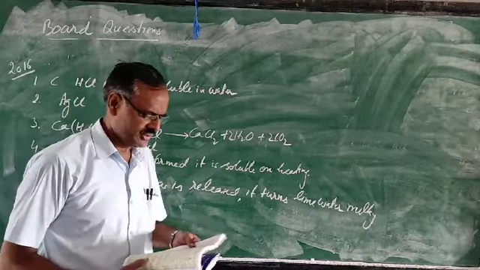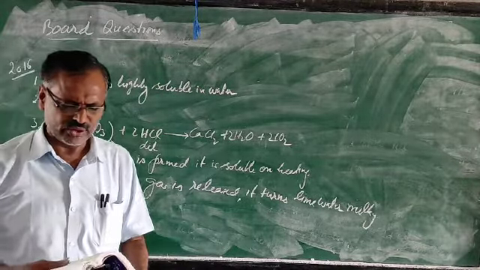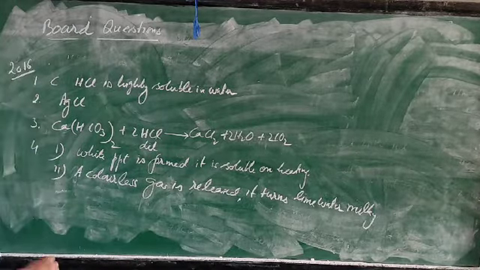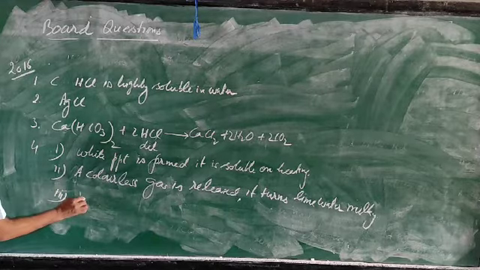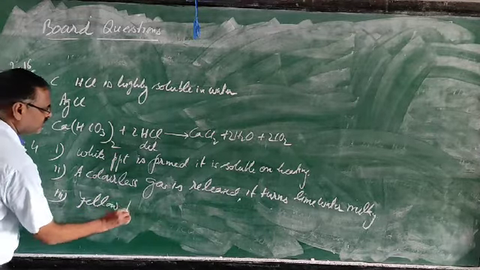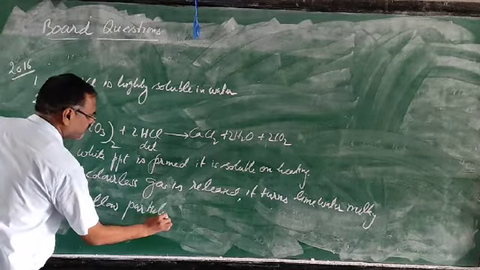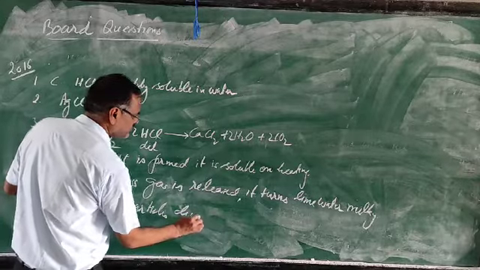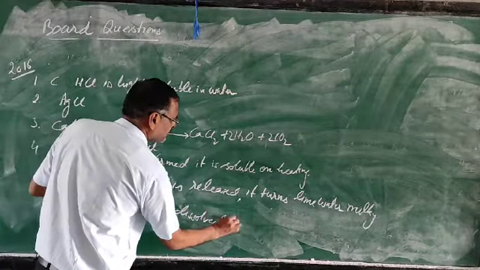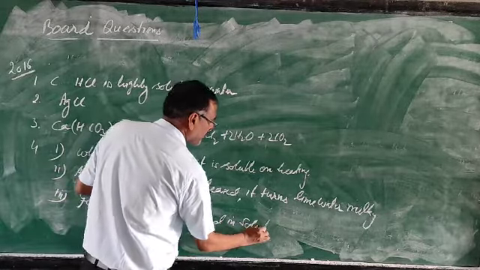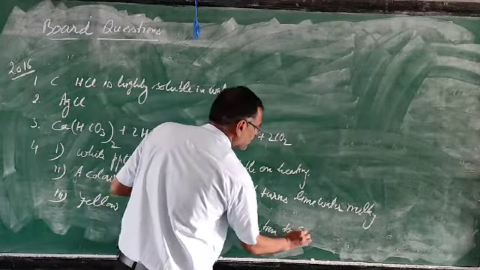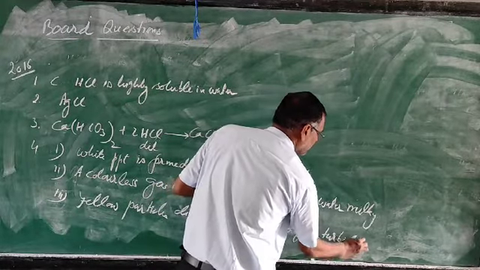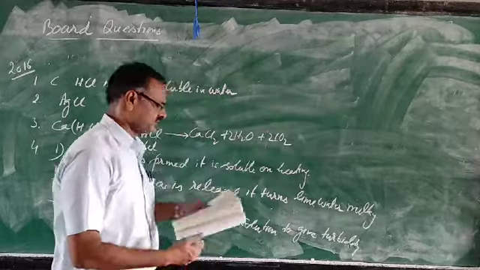Then the third one, sodium thiosulfate: yellow particles dissolved to give turbidity. Because sulfur is formed, the yellow particles are dissolved in solution to give turbidity. Turbidity means a little bit of dirtiness.